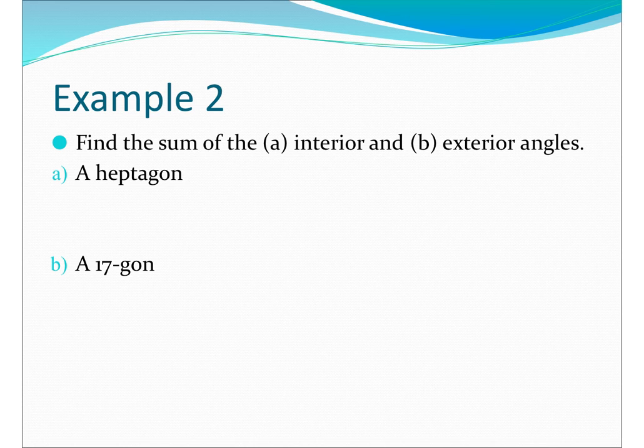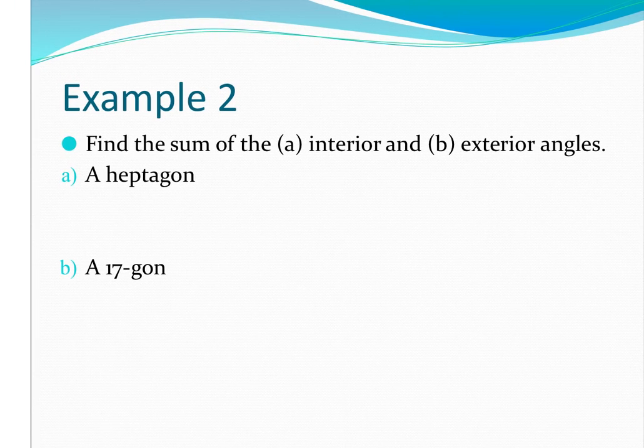Number 2. What are the sum of the interior and the exterior angles of a heptagon? Well, first of all, how many sides does a heptagon have? 7. So, n equals 7. So what's the sum of the interior angles?